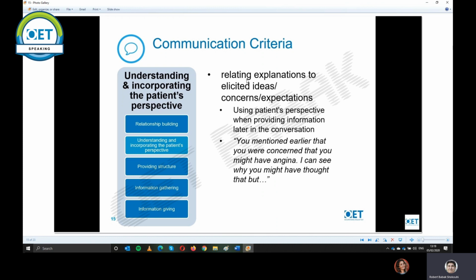And later you relate the ideas to your explanation. You say, for example, you mentioned earlier that you were concerned that you might have angina. I can see why you might have thought that, but I don't think it is angina. Or you can say, you've had this chest pain, and I understand that because your friend had a heart attack, you're concerned about a heart attack, but yours is different. So you actually relate to the patient's ideas later.